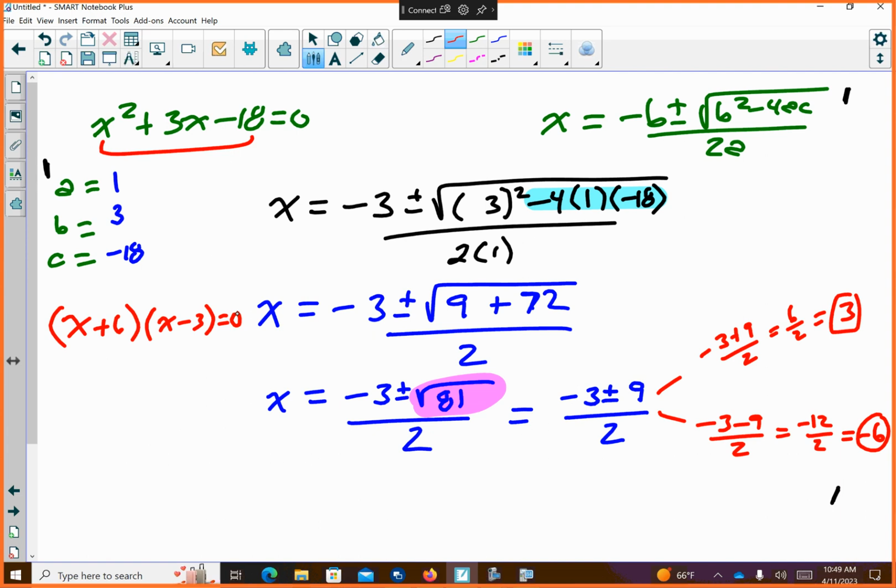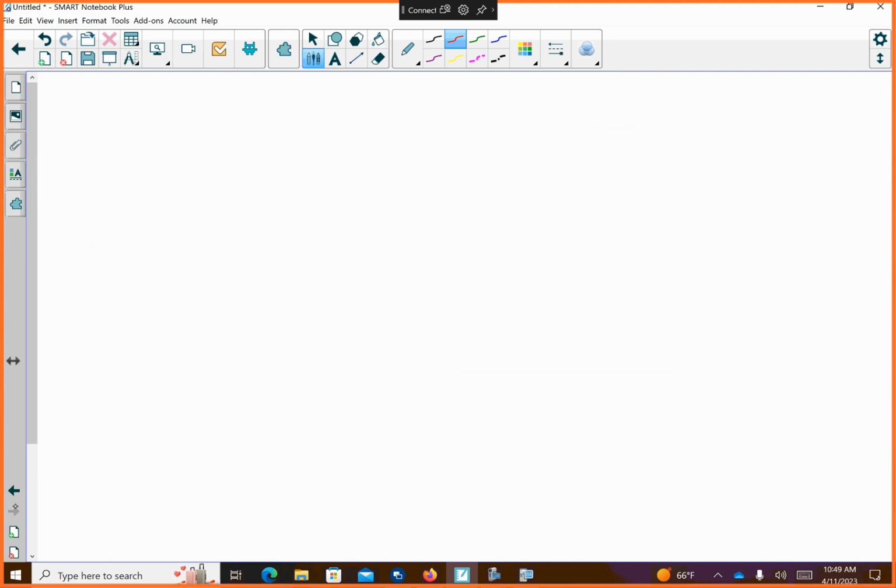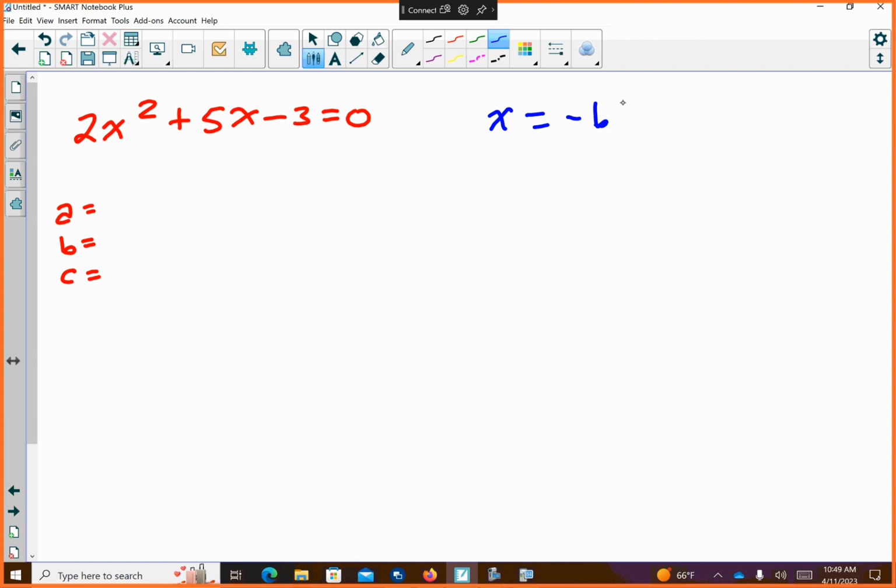Can I move off this board? All right. Let's try this one. Okay, I want to make sure you've labeled A, B, and C. I also want to make sure that you have written the quadratic formula before you've plugged anything into it. Those are the 2 must-haves.